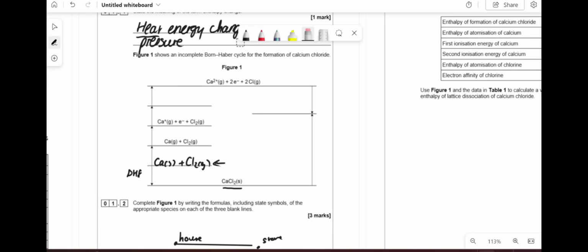So now let's actually label this. So we've already written our enthalpy of formation there. So let's have a look what's going on now. So the calcium's undergone the first ionization energy here, as you can see, because it's become Ca+ and e-, and the chlorines have remained untouched.